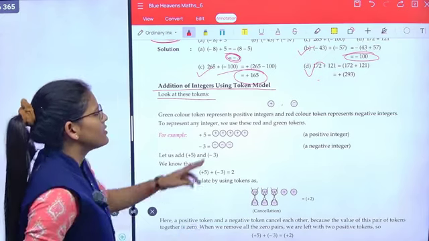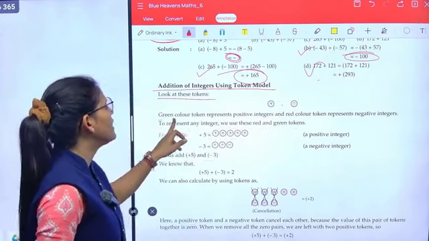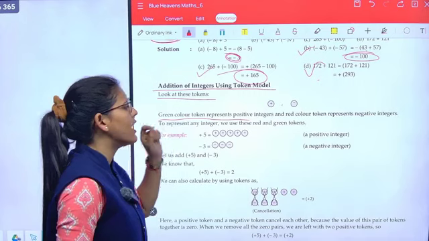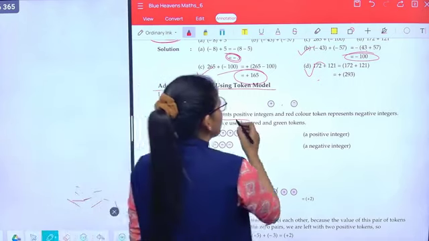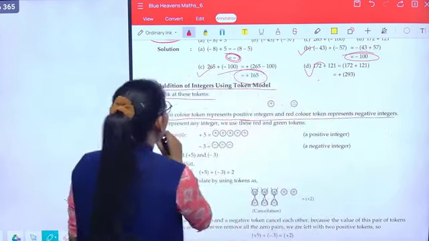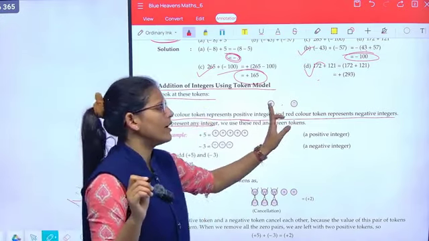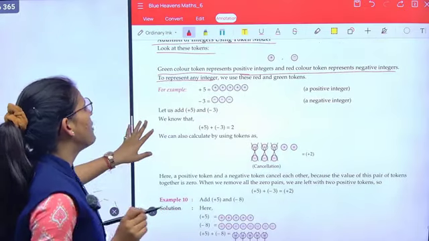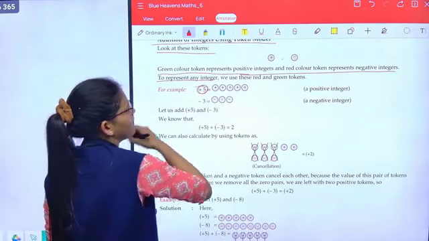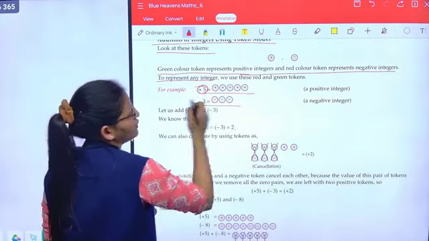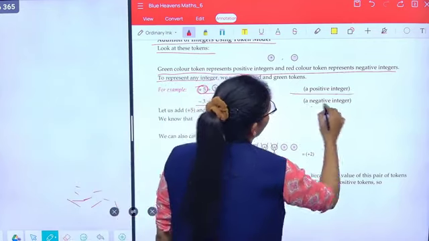Look at these tokens, plus, minus. Now class, green color tokens represent positive integers and red color tokens represent negative integers. To represent any integer, we use these red and green tokens, for example, plus 5, minus 3. A positive integer, a negative integer.